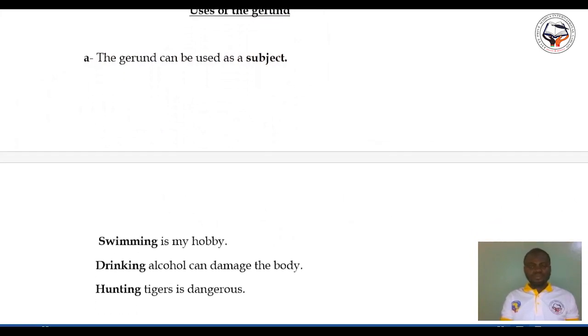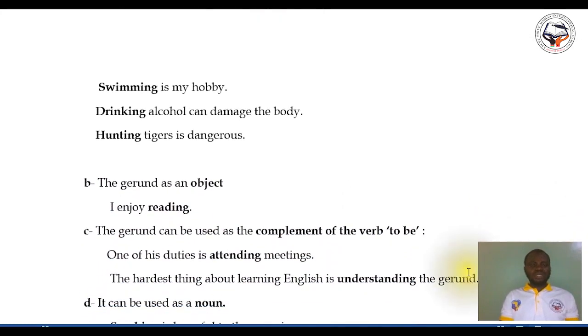Example, swimming is my hobby. So swimming here is the gerund. Here, swimming is considered as the subject of the sentence. As you know, a sentence is composed of a subject, a verb, and an object. So swimming here is a subject, which represents the gerund. Swimming is my hobby.